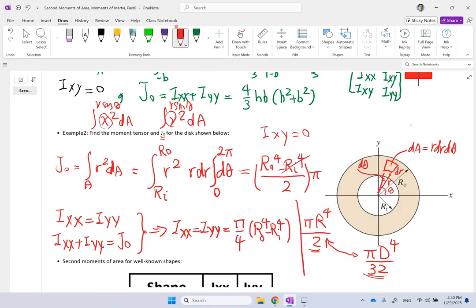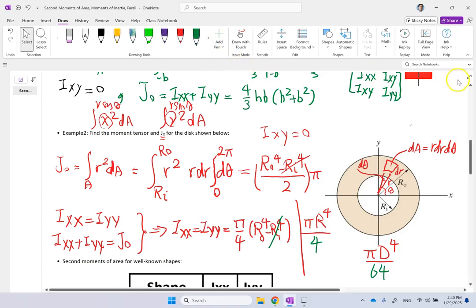If that's the case, then for a solid disk, Ixx and Iyy are going to be what? If Ri is 0, then they are going to be pi r to the 4 over 4. And in terms of diameter, they are going to be pi d to the 4 over what? 64 for a solid one.